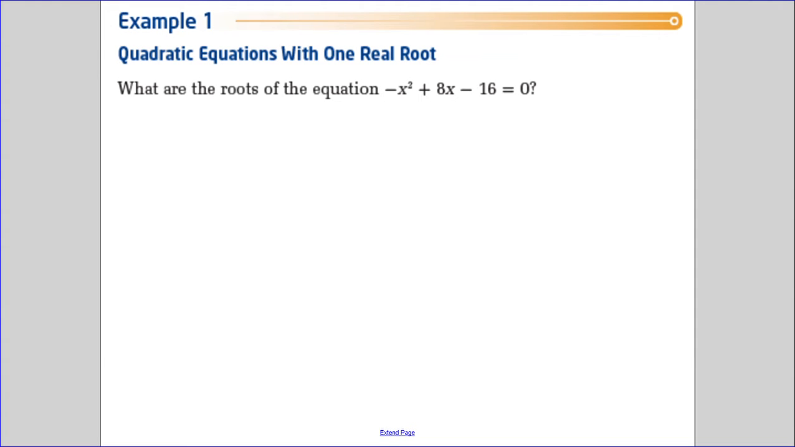Alright, hey everyone. So welcome to our second part. We've got quadratic equations in this case, and we're talking about going through by graphing them. So here we've got quadratic equations with one real root. So what are the roots of the equation if we had negative x squared plus 8x minus 16 equals 0?